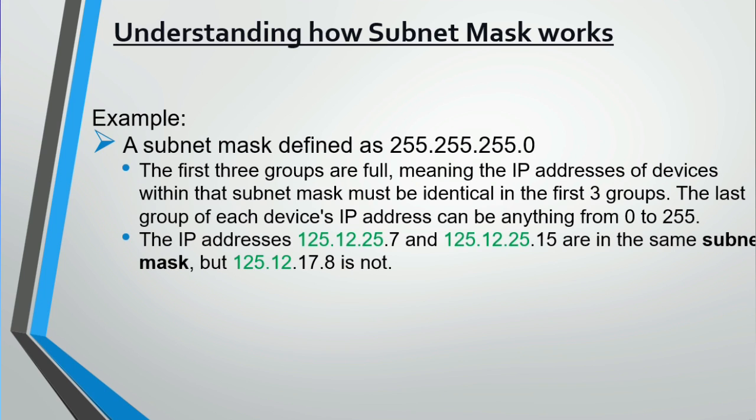Understanding how a subnet mask works. So let's take an example. Let's assume that a subnet mask is defined in this format: 3 sections full, dot 0. So we have 3 sections, as you see here, and the 4th section is empty. We have just 0. So the first 3 groups are full.